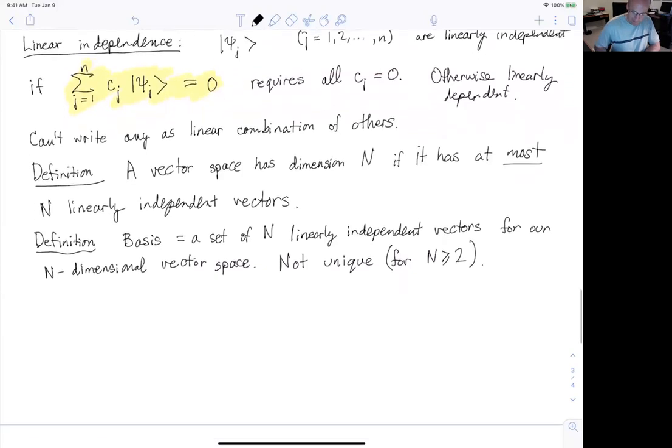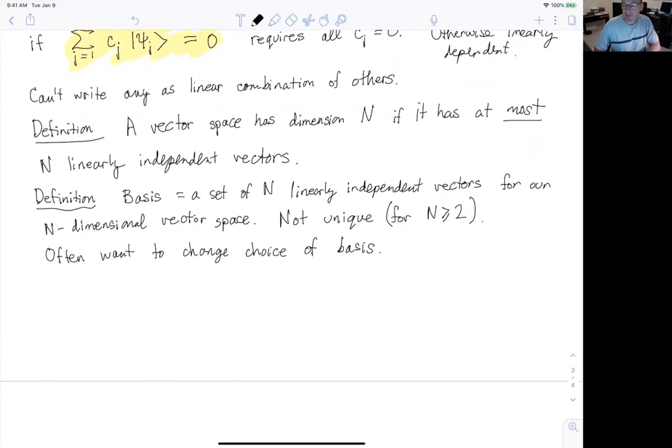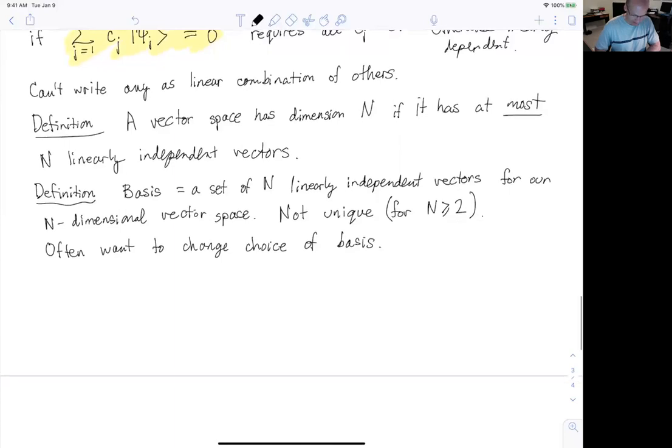And so an important problem that we will meet often, and will have great importance for us, is that we often want to change the choice of basis. So a problem might be posed to you with one choice of basis, and you find out that in order to solve the problem, it's better to use a different basis. Or it's maybe just easier to understand the answer that you've got by going to a different basis. And so this is a very common situation that arises.